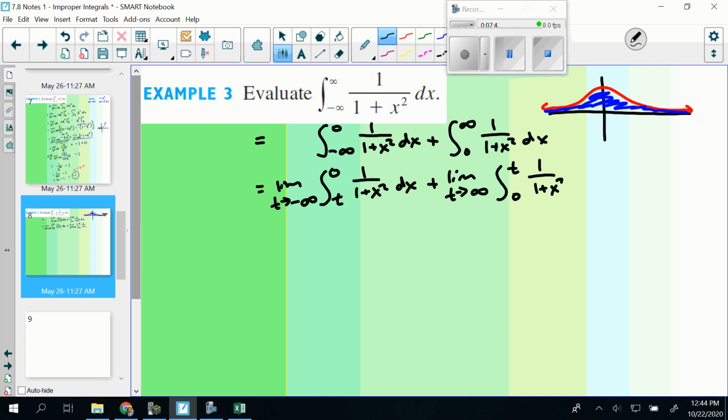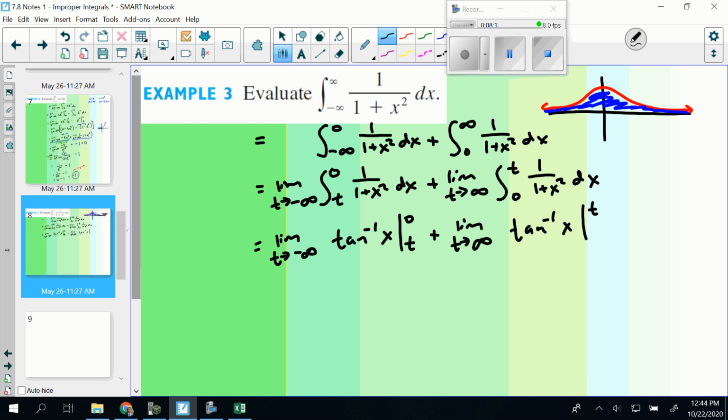Next, we got to find the antiderivative. This is one hopefully you kind of recognize now after doing these for a while. This is one of those inverse trig ones. Antiderivative, that is inverse tangent. So our antiderivative here is going to be inverse tangent, evaluated at 0 and t. Same thing with the second one. This one's good. Antiderivative is also inverse tangent, evaluated at t and 0.